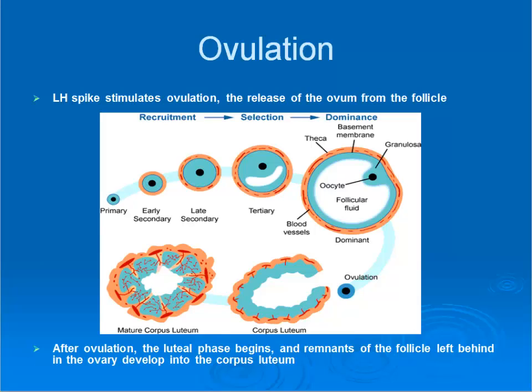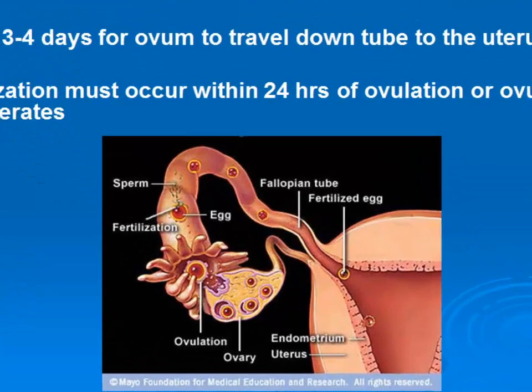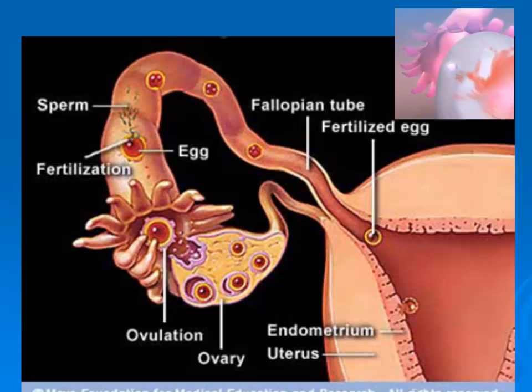Now that the LH spike has occurred, it stimulates release of the egg from the follicle, a process known as ovulation. After ovulation occurs, the residual cells from the empty follicle become luteinized from the LH hormone and the corpus luteum is formed. At the time of ovulation, the egg is swept up into the fallopian tube. Fertilization must occur within 24 hours of ovulation or the egg degenerates. Fertilization usually occurs in the ampulla of the tube, and the zygote travels over several days to the uterus where implantation occurs.